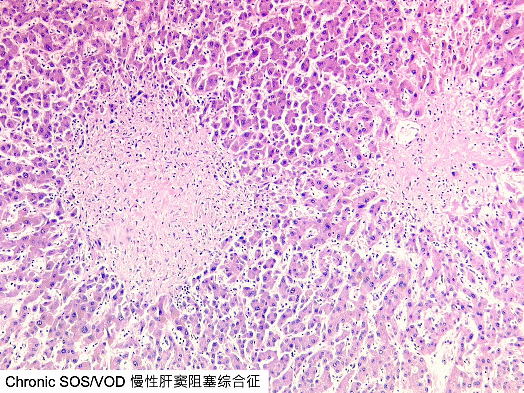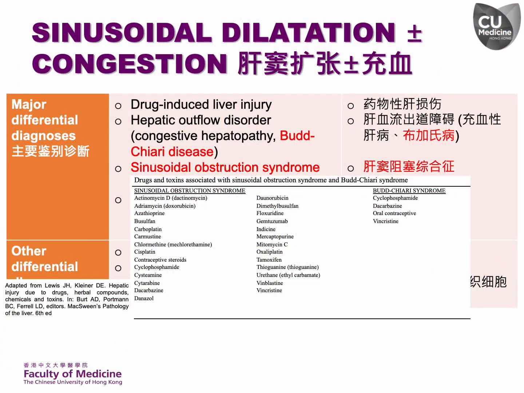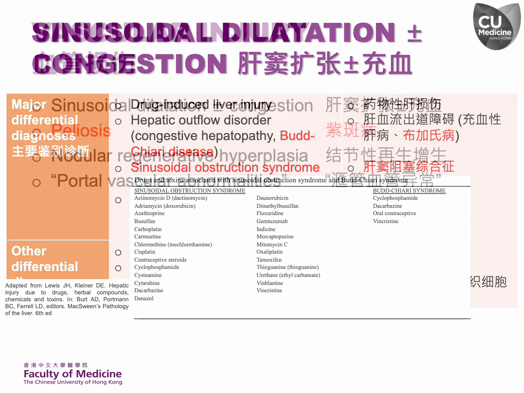In an appropriate clinical context, you could diagnose SOS with 2 of 4 key histological features: sinusoidal dilatation, central vein occlusion, perivenular and pericellular fibrosis, and nodular regenerative hyperplasia. This table lists medications associated with SOS and Budd-Chiari syndrome.